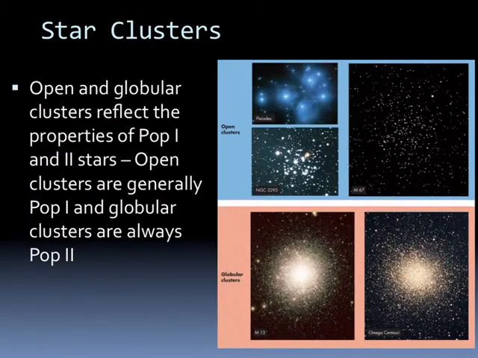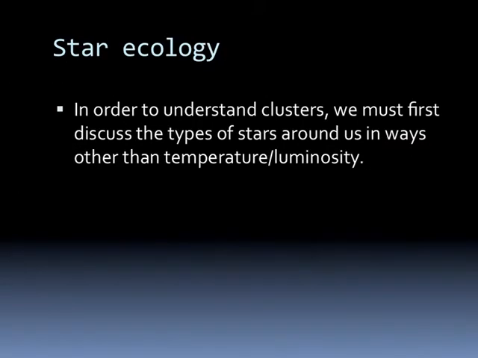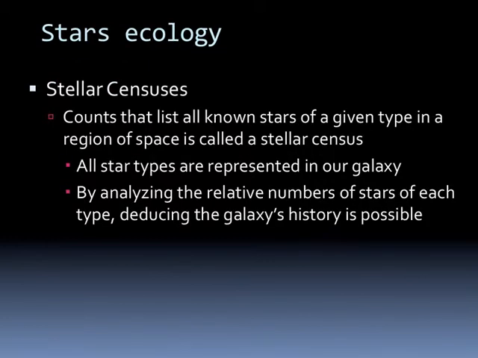So open and globular clusters reflect the properties of population 1 and population 2 stars. Open clusters are generally population 1, globular clusters are population 2. So in order to understand clusters, we must first discuss the types of stars around us in ways other than temperature and luminosity. So we can take a stellar census.